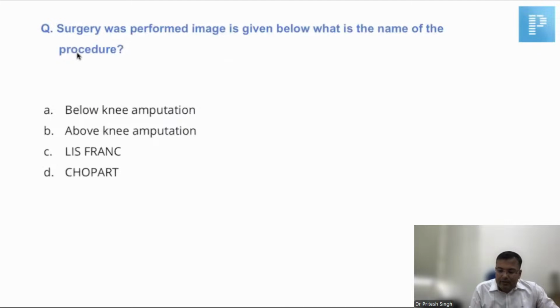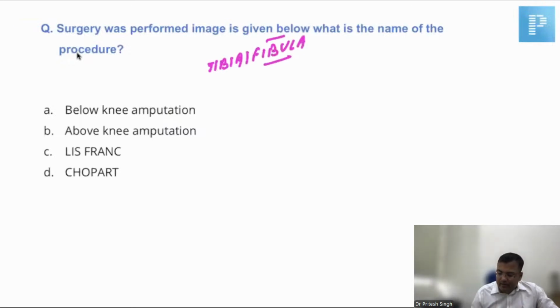Next, surgery was performed. The image is given below. What's the name of this procedure? What was that image, guys? Can you tell me? Most probably it was related to ortho. What kind of amputation image was there? Tibia fibula cut section. Okay, so related to ortho, tibia and fibula. It will be discussed in ortho.